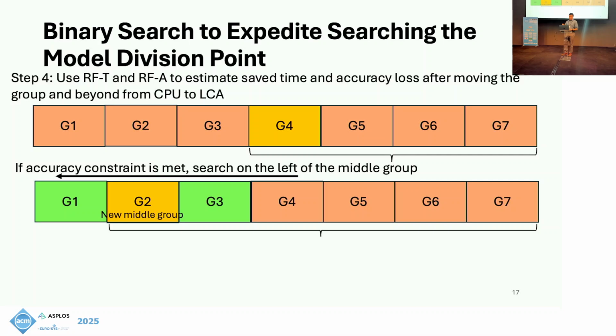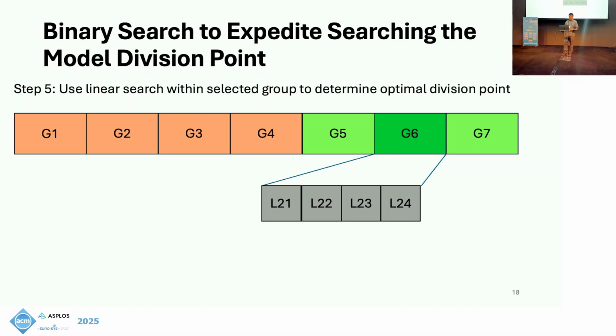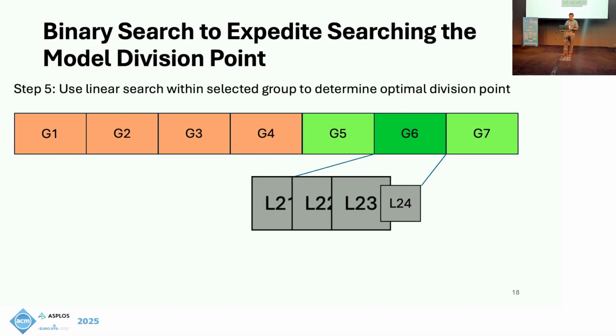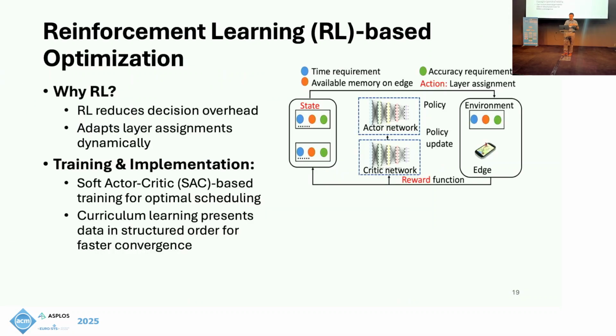If the accuracy constraint is not satisfied, Flex continues a binary search towards the right half of the model to meet the accuracy constraint. The same evaluation is repeated until the group with the best save time while satisfying the accuracy constraint is found. Once Flex identifies the best group, it zooms in and performs a linear search within that particular group to find the optimal division point. So while the heuristic works well, it adds overhead.